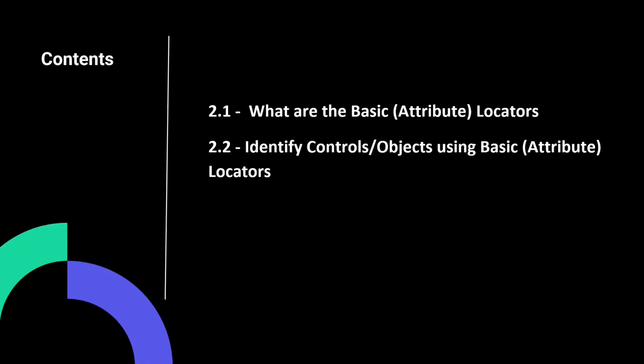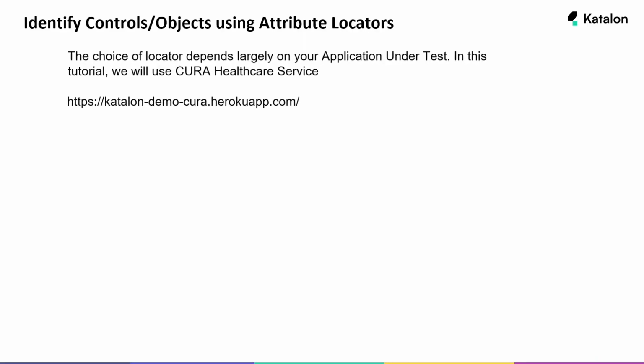The basic locators are ID, href, class, text and tag, etc. This is section 2 of chapter 2. As we already understand what the basic locators are, in this section you will learn how we can identify controls and objects using basic locators. The choice of locator depends largely on your application under test. In this tutorial, we will use the Cura Healthcare Service application provided by Katalon.